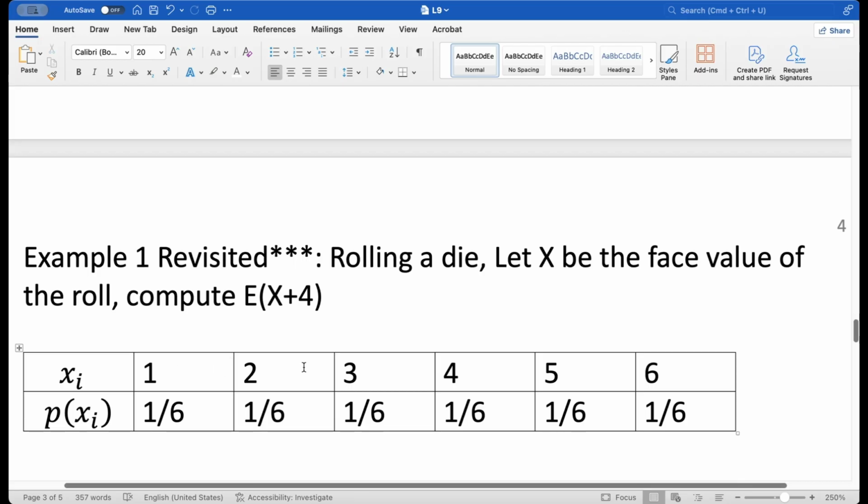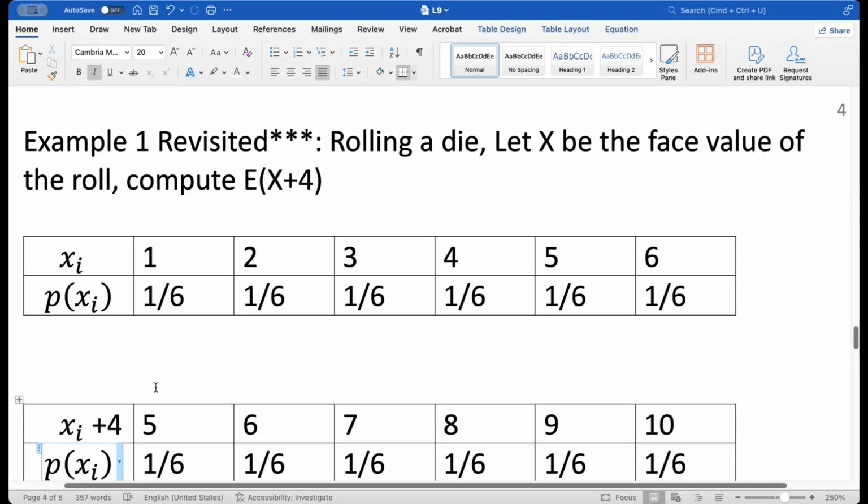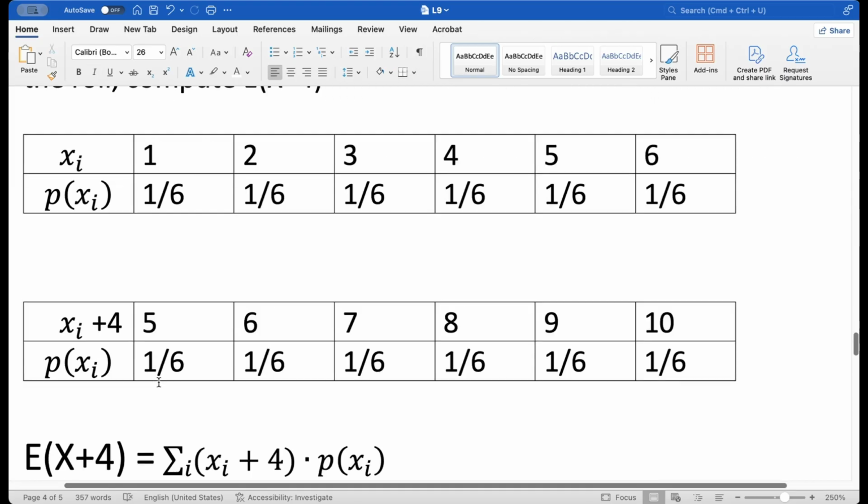So we have the original setup here. The values you can roll are 1 through 6. All the probabilities are 1/6. We're replacing the x now with x plus 4. So everything just shifts over. We add 4 to each x value. And then we compute the expected value of that expression, which is going to be each x plus 4 value times its probability.